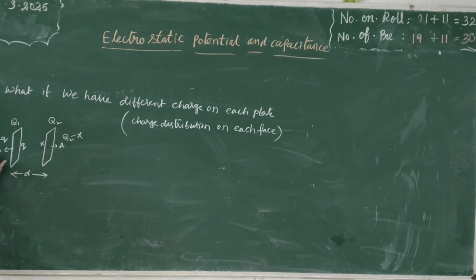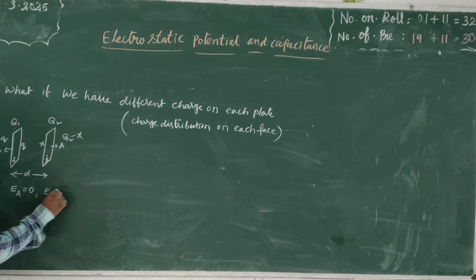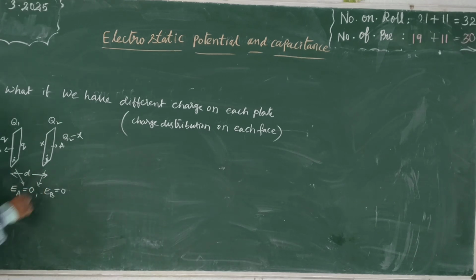In this case, what is the charge on this face? That we can find out. For that, we know one condition: the electric field inside the conductor is 0 under electrostatic condition. It is the conductor, so at a point inside plate A, the electric field is 0, and inside plate B also it is 0. So we can take this condition and find out the charge on each face.